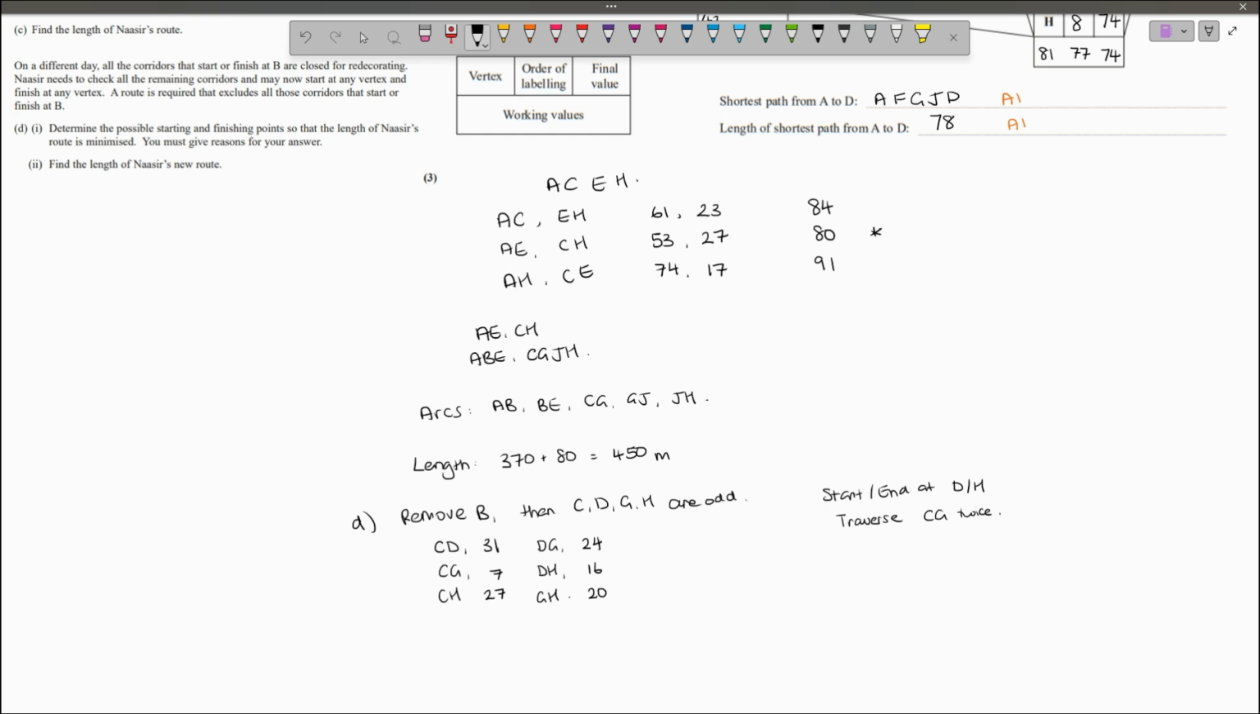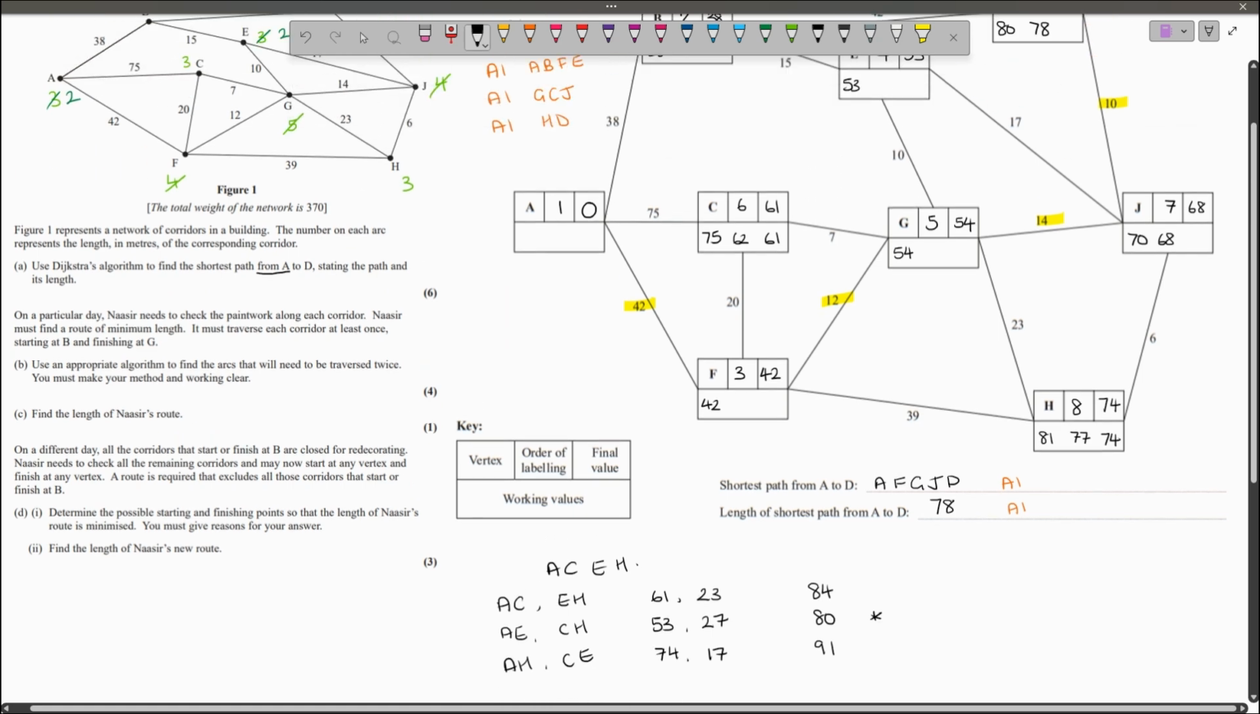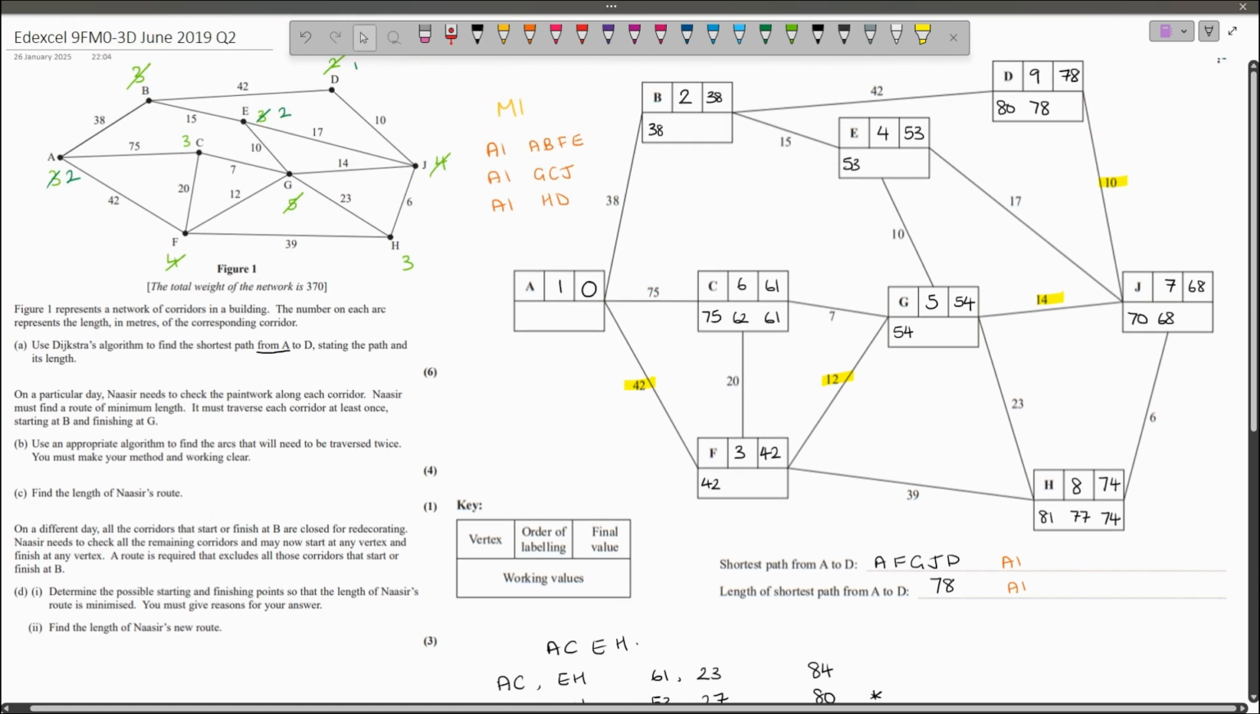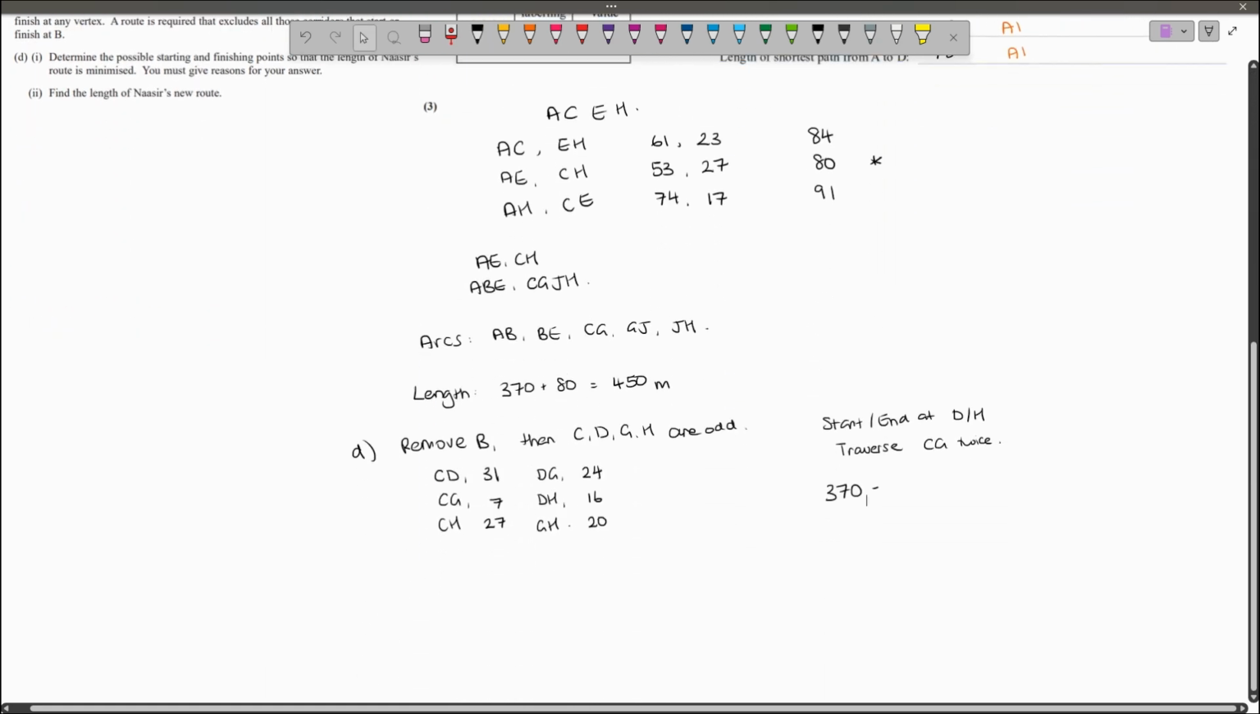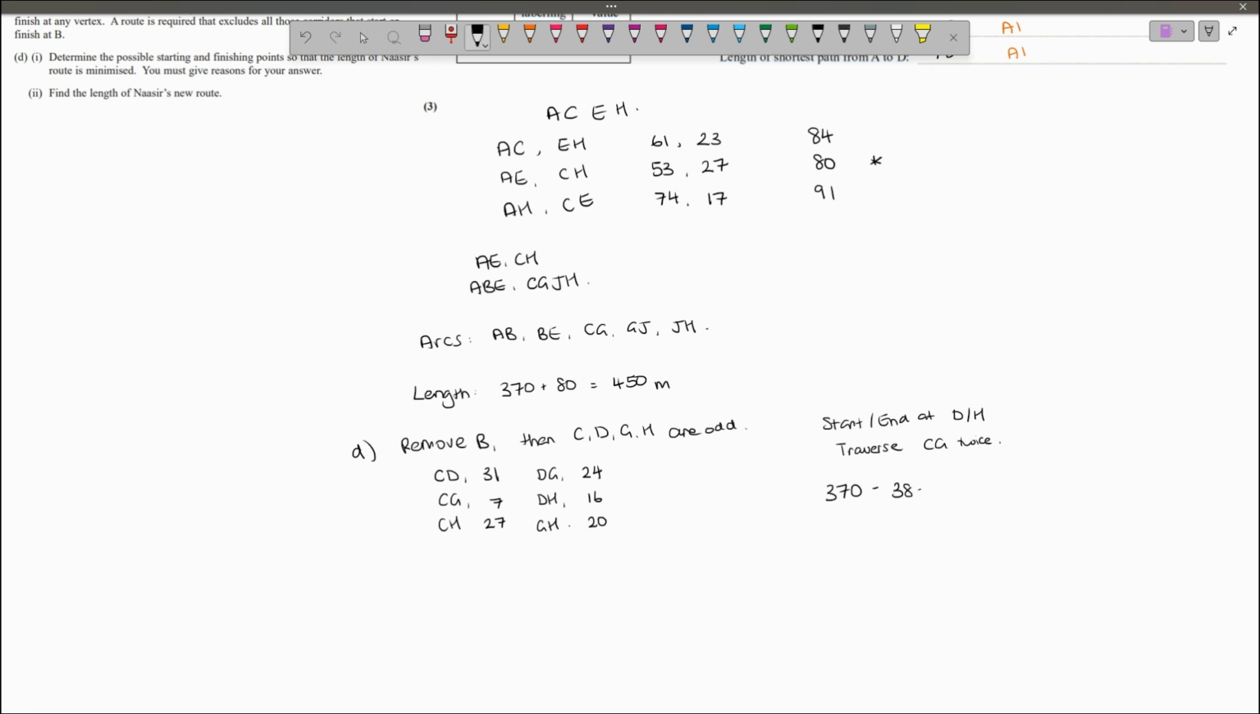So doing this, we're going to have a length of 370, but then you've got to take away all of the weights of edges connected to B. So 38, 42, and 15. So subtract 38, subtract 42, and subtract 15. And then we've got to add in the path connecting C and G, which has length 7. So the length of this new route is going to be 282 metres.